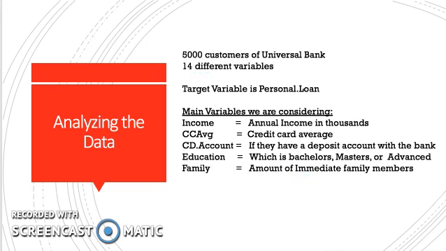So just a brief overview of this data set. There are 500 customers at Universal Bank that we're looking at, and there are 14 different variables for each customer. The target variable is personal loan, and the main variables that we consider are the income, which is the annual income in thousands, the CC average, which is the credit card average, the CD account, which is a yes or no if they have a deposit account with the bank, the education, which is whether it's bachelor's, master's, or advanced, and then the last variable is family, whether they have less than or greater than 3 family members in their immediate family.